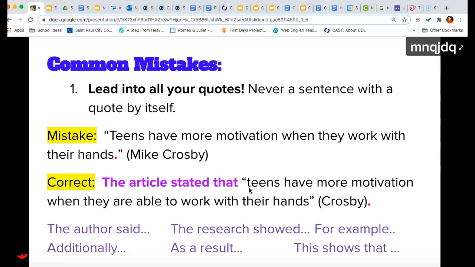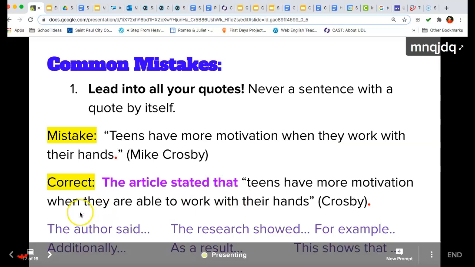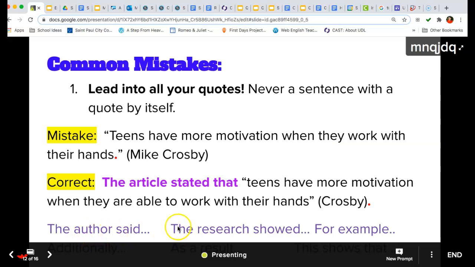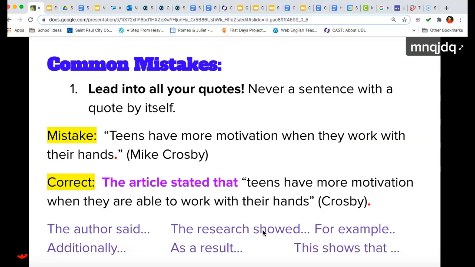There's lots of ways that you can lead into a quote. Usually it's by telling us where the quote came from. For example, by saying the article stated, or telling us the author said, or the research shows. All of those examples are telling us where the quote came from: the article, the author, or the research.